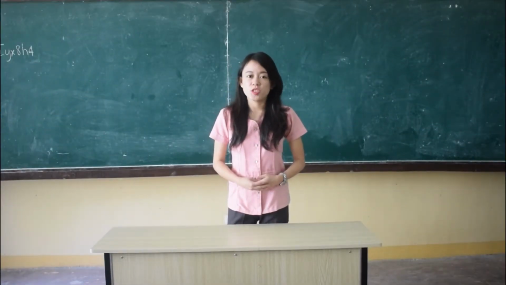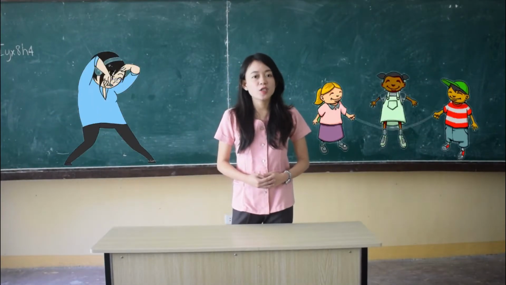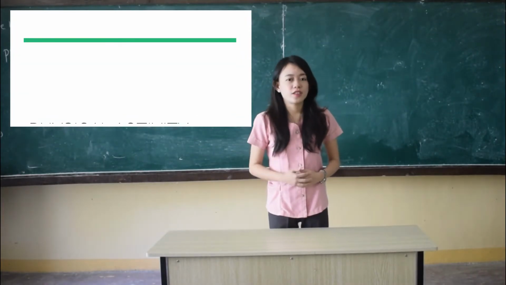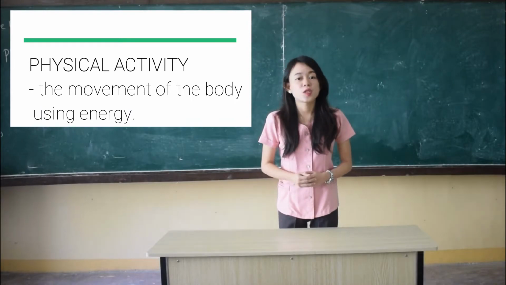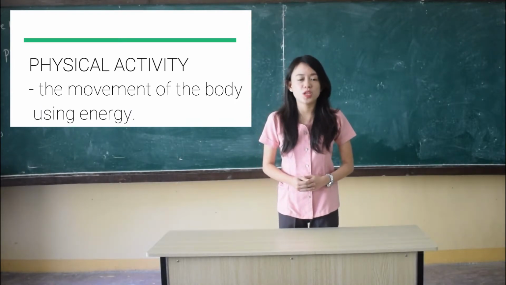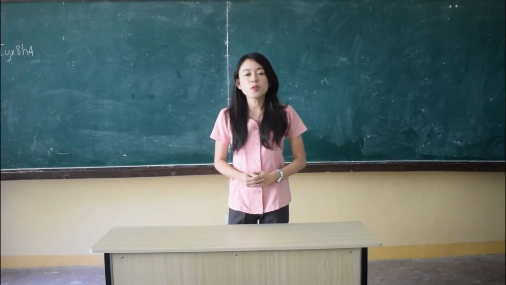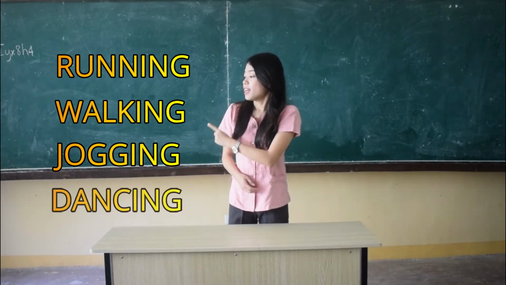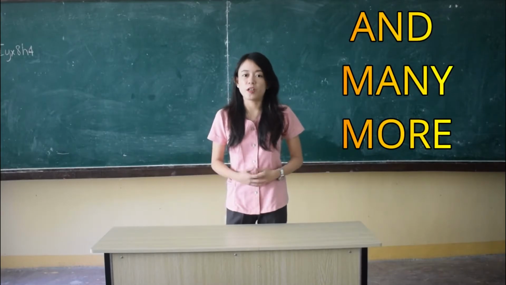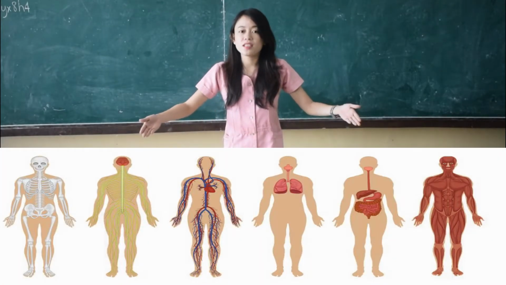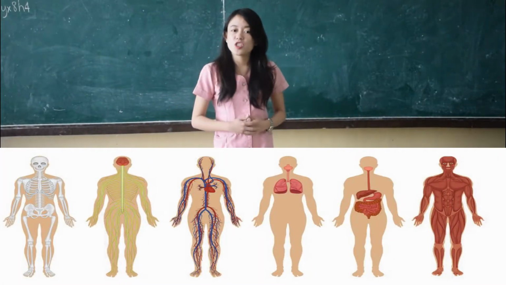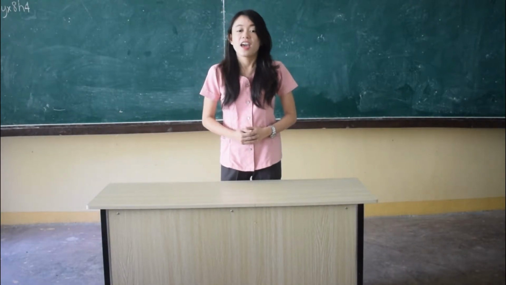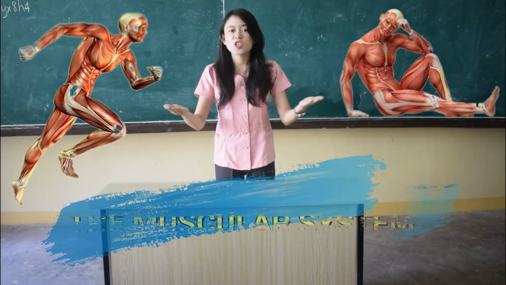At your age today, most of you are fond of doing physical activities. Physical activity is defined as the movement of the body using energy. Examples of this are running, walking, jogging, dancing, and many more. Now, among these body systems here, one of which is responsible in doing physical activities, and that is the muscular system.